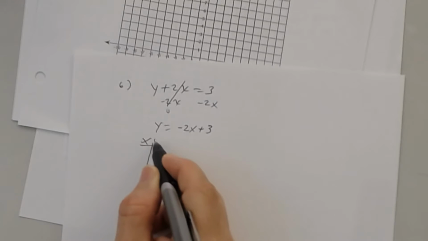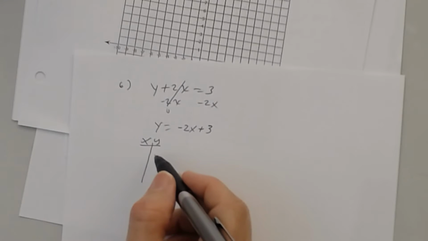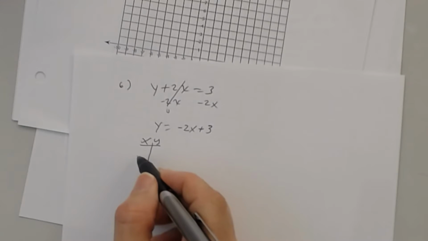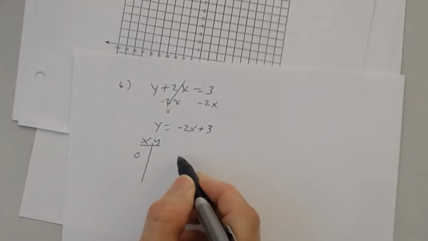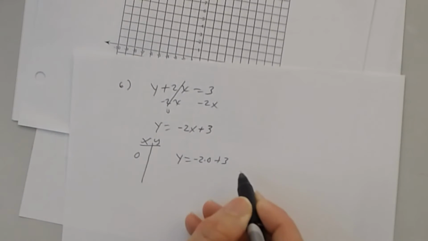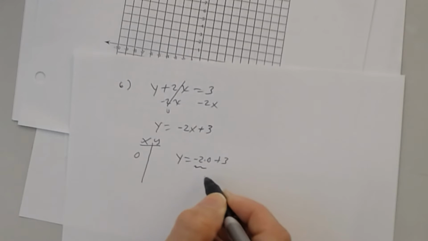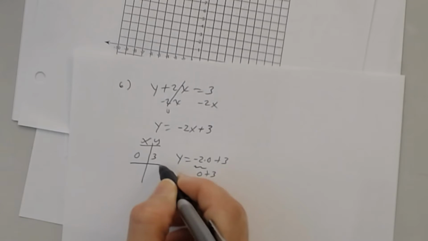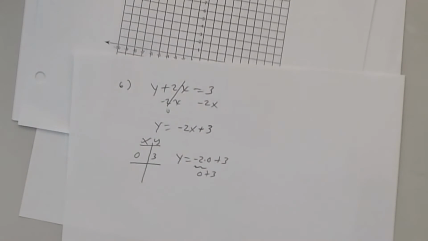How many points do I need? 3. Okay, what's the easiest number to use for x? 0. So if x is 0, I get y equals negative 2 times 0 plus 3. What's negative 2 times 0? 0. And what's 0 plus 3? 3. Do I have to worry about divisibility here? No. I don't have any fractions. So I don't have to worry about specific values for x.